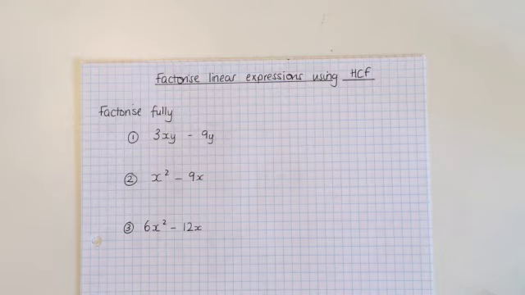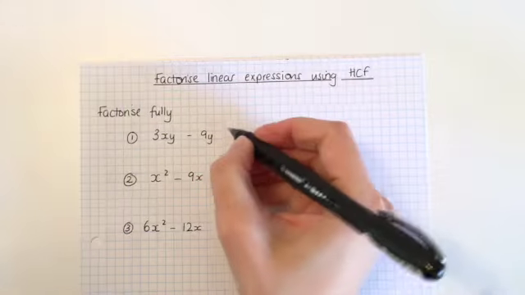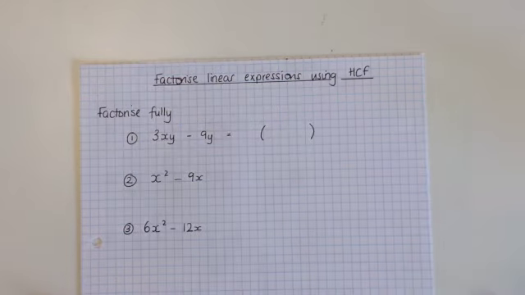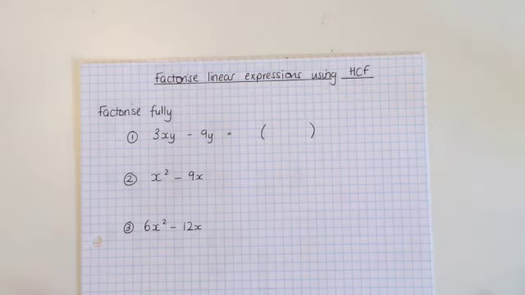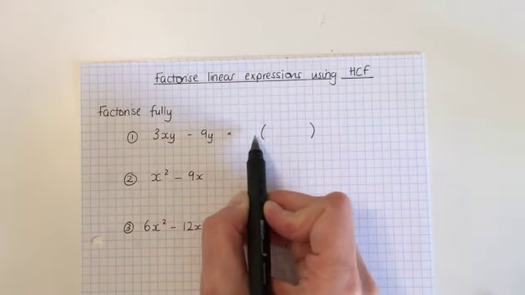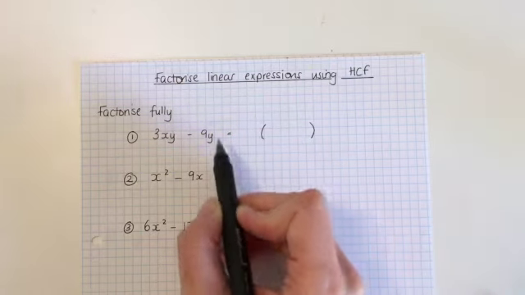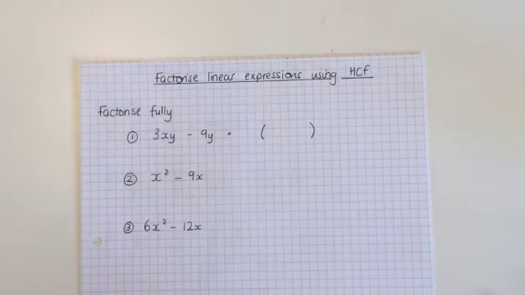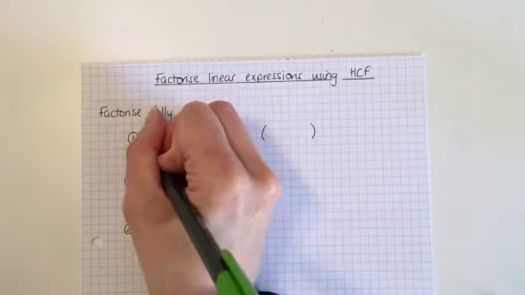These are just single bracket questions. That's all you're going to get asked to do. You're not going to get asked to do a double bracket in this exam paper. So what we need to do is figure out what's going to go on the outside, and that's the key part, because working out the inside once you know the outside is easy. So we have to find the highest common factor.